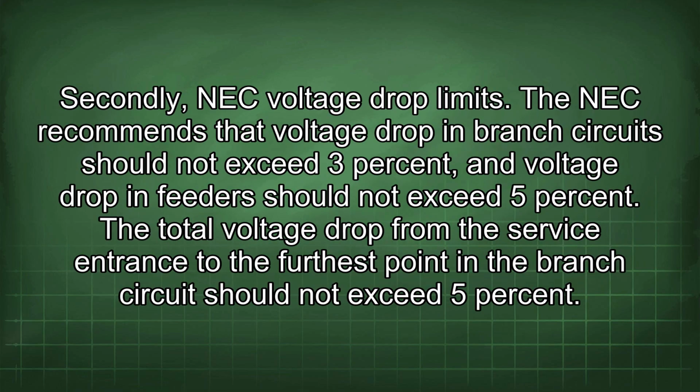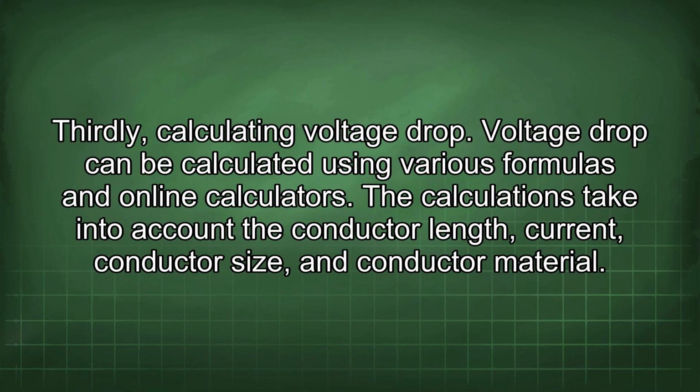Secondly, NEC voltage drop limits. The NEC recommends that voltage drop in branch circuits should not exceed 3%, and voltage drop in feeders should not exceed 5%. The total voltage drop from the service entrance to the furthest point in the branch circuit should not exceed 5%.